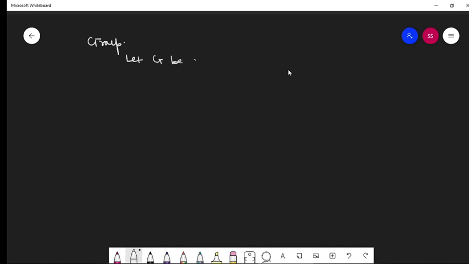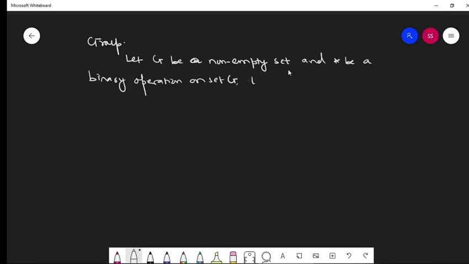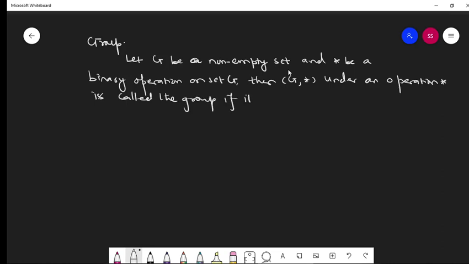Let G be a non-empty set and asterisk be a binary operation on set G. Then G comma asterisk, under an operation asterisk, is called a group if it satisfies the following axioms.